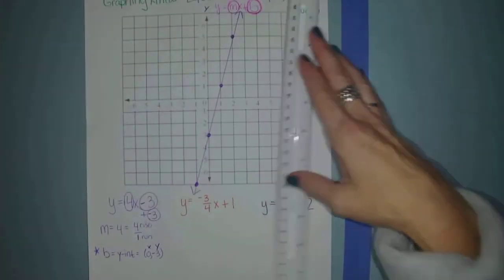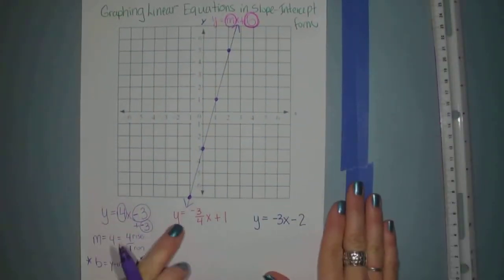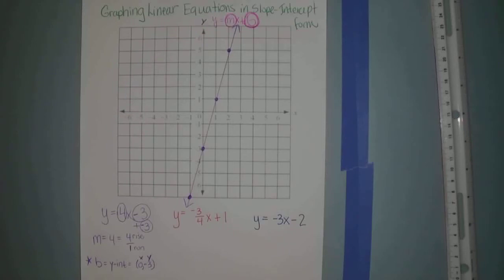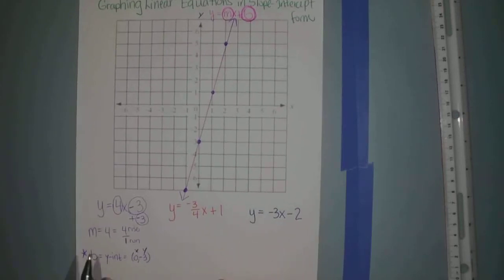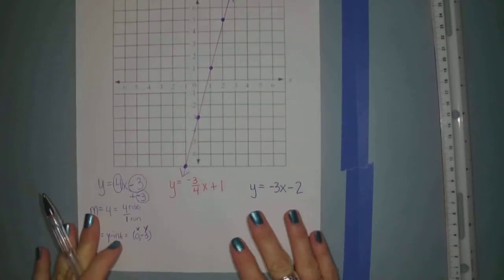Okay, so purple with purple. Beautiful. Okay, let's go to red. The red line says y equals negative 3/4 x plus 1. Okay, so now let me just say this.